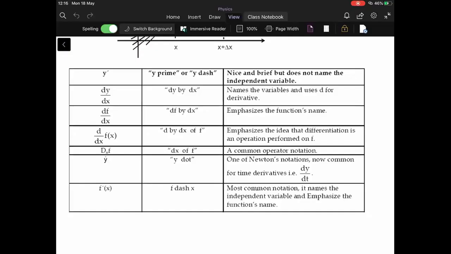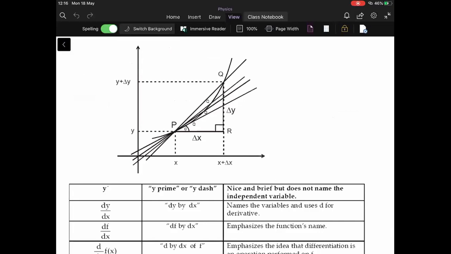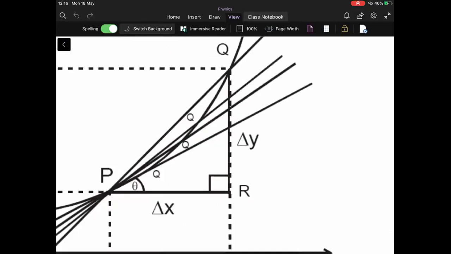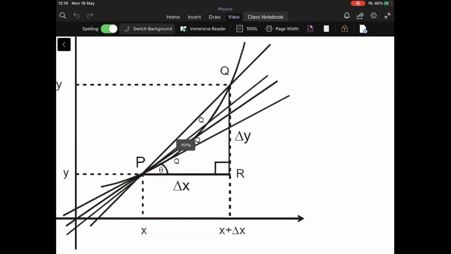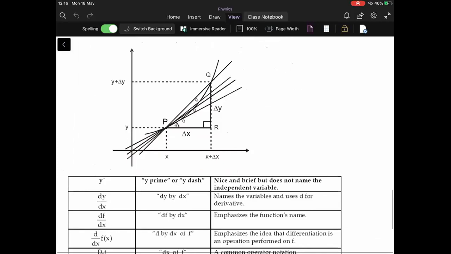So what I just explained, the process of finding the instantaneous slope, means we bring this point Q very close to point P, such that this delta x tends to 0. Then only you will get the instantaneous slope. Okay, now this thing can be written in so many different ways.